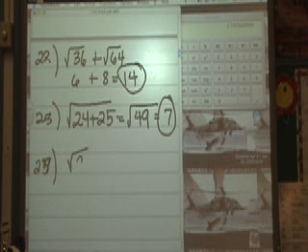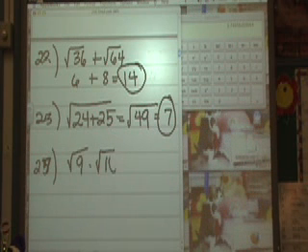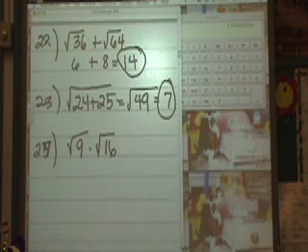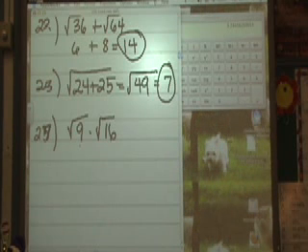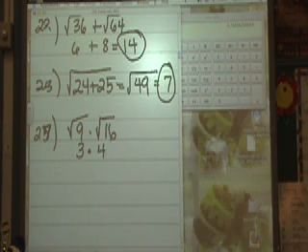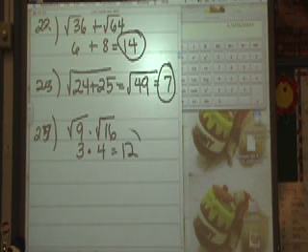The square root of 9 times the square root of 16. Thomas? It would be 3 times 4. Good, which is 12. 12.